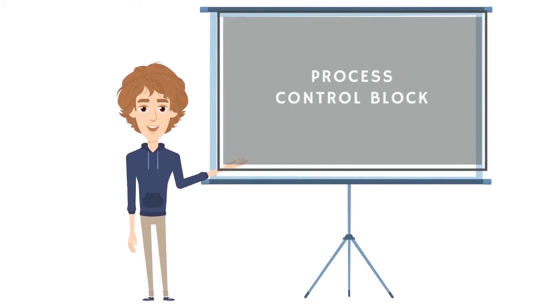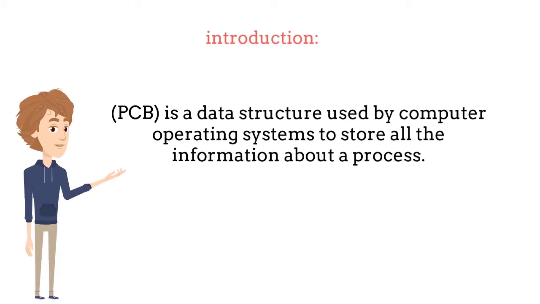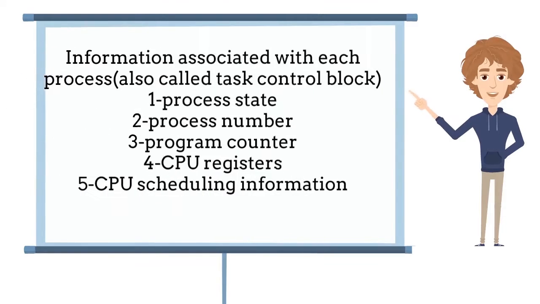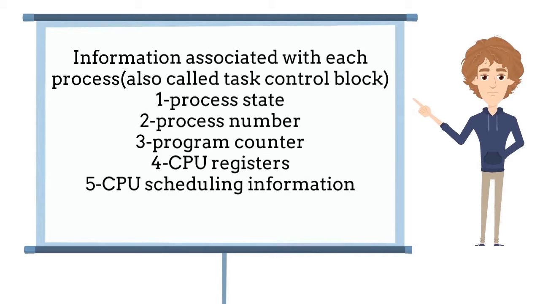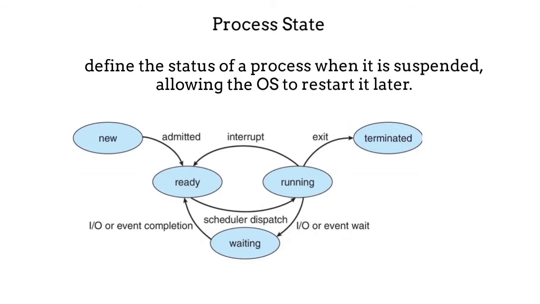Today we will talk about process control block. PCB is a data structure used by computer operating system to store all the information about a process. Information associated with each process, also called task control block: 1 process state, 2 process number, 3 program counter, 4 CPU registers, 5 CPU scheduling information. Define the status of a process when it is suspended, allowing the OS to restart it later.